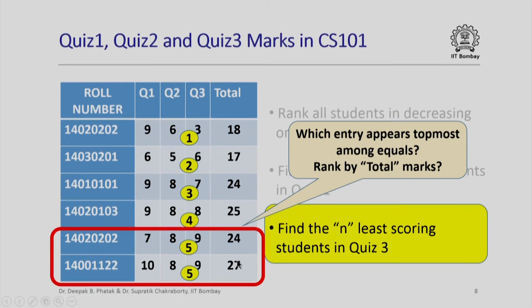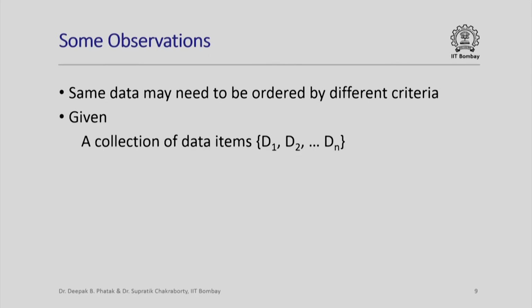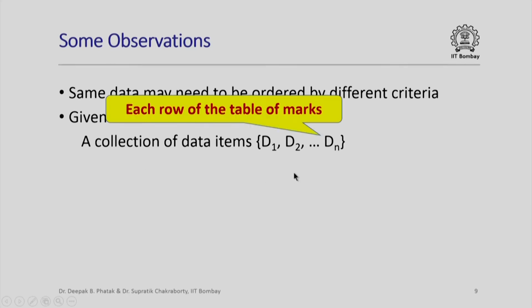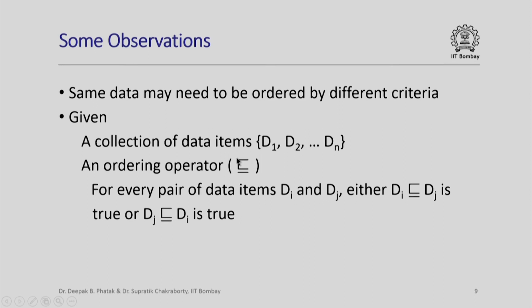So if you think about this example that we just looked at, here are some observations. We had the same data, which is basically marks of different students in quiz 1, quiz 2, quiz 3, and the total of these 3 quizzes marks. But the different questions that we asked required us to order them by different criteria. So in general, we might be given a collection of data items. In the previous example, each row of the table of marks is a data item, and we might be told how to order these data items.